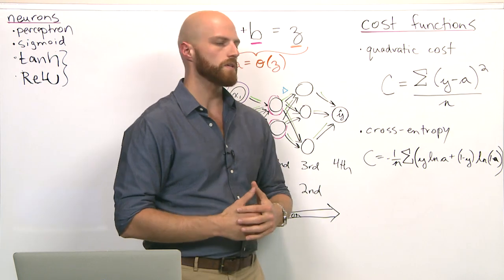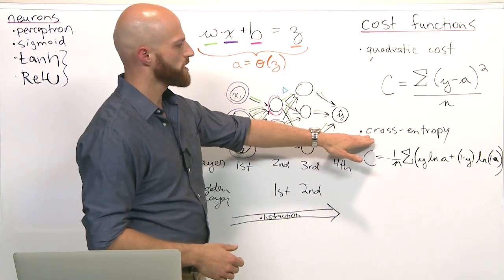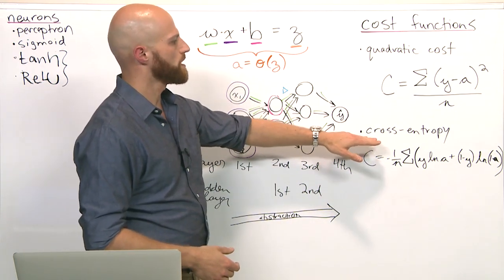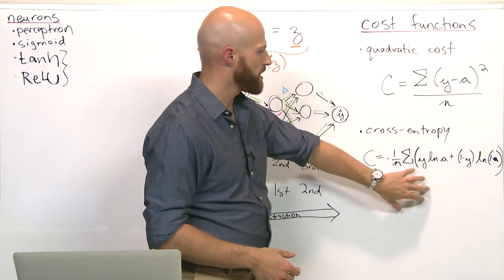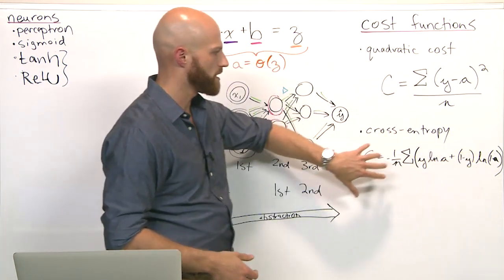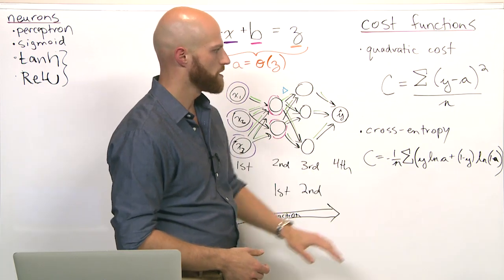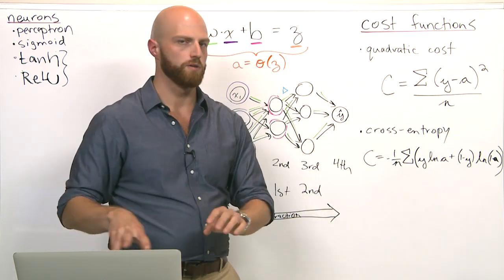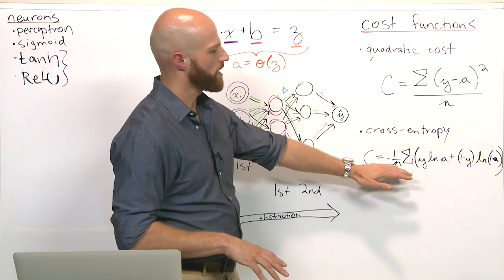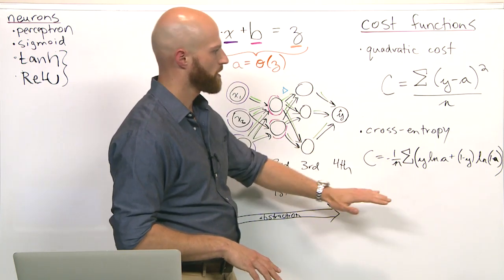So typically, the cost that we'll use is cross entropy. Now, it has a bit of a complex looking formula. And so we're going to quickly look at a code demo of how this cross entropy works.